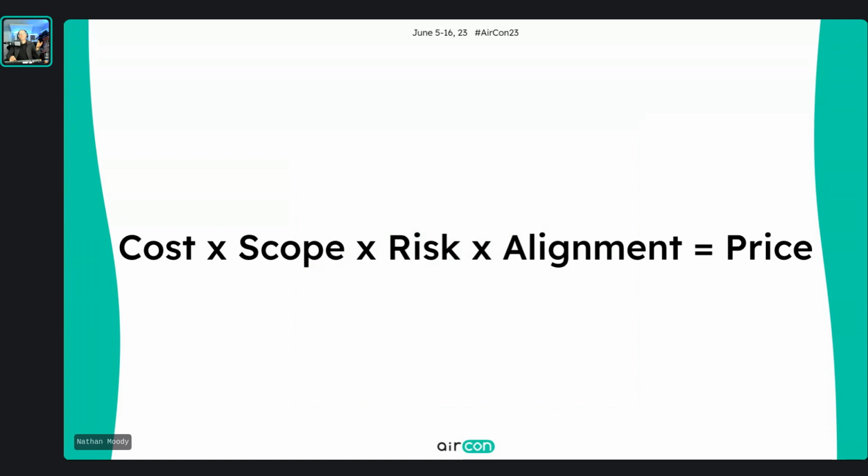Cost times scope times risk times alignment equals price. So we're going to be seeing this formula a lot throughout the next hour.